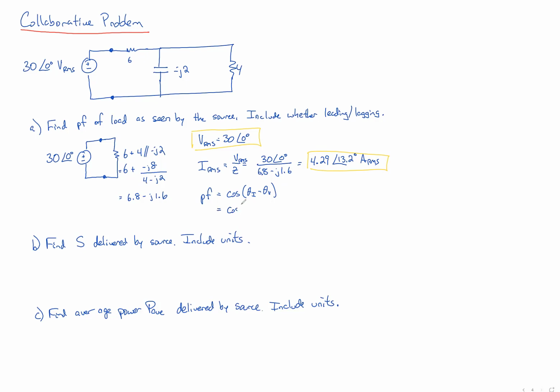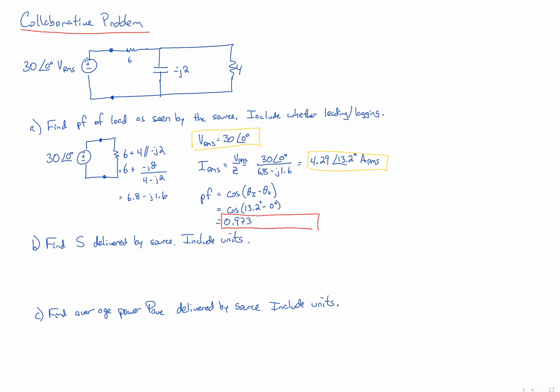So in this case, it would be theta I, which is 4.29, or is it 13.2? You tell me which one it is. 13.2. So 13.2 minus 0 gives us the cosine of 13.2, and that is equal to 0.973. Again, thank goodness for calculators. But now we need to say whether or not it's leading or lagging.